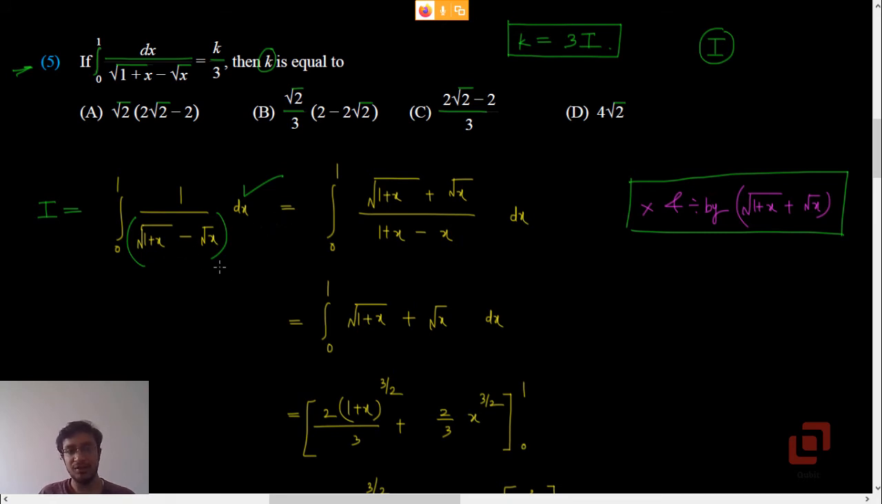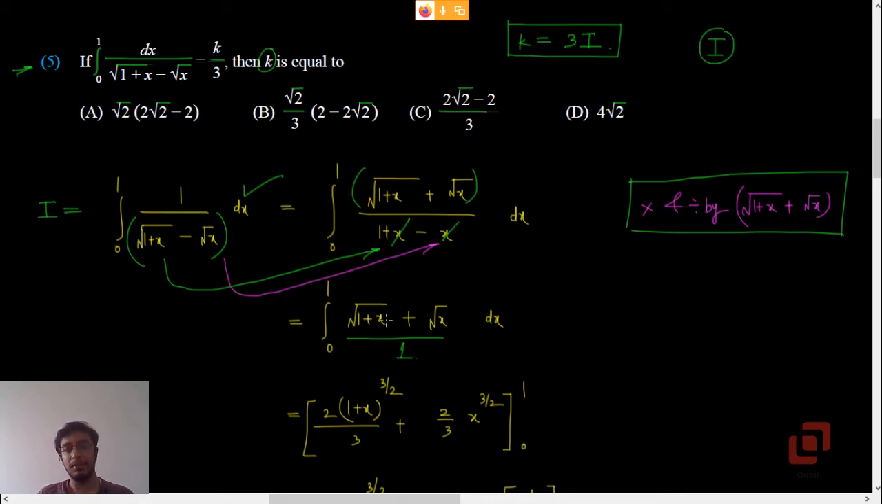Using a plus b into a minus b, it is a squared minus b squared. Square of root of 1 plus x is 1 plus x, and square of root of x is x. Now the benefit of doing this is clear. 1 plus x minus x will go and the denominator will simply be 1, so we need not write it, and the numerator is root of 1 plus x plus root of x. This is the term with which we multiplied and divided.